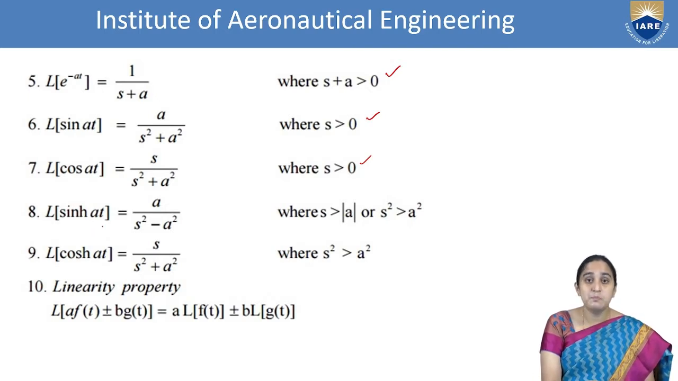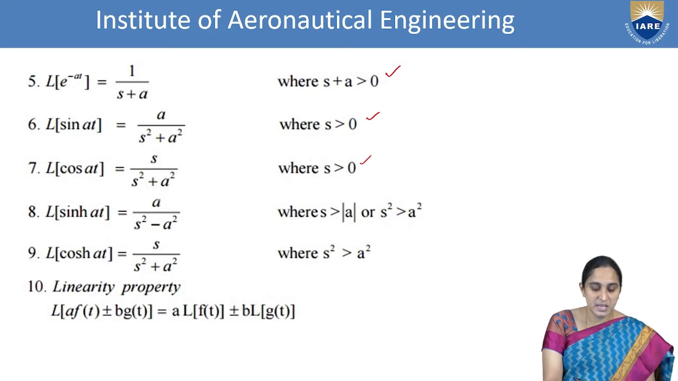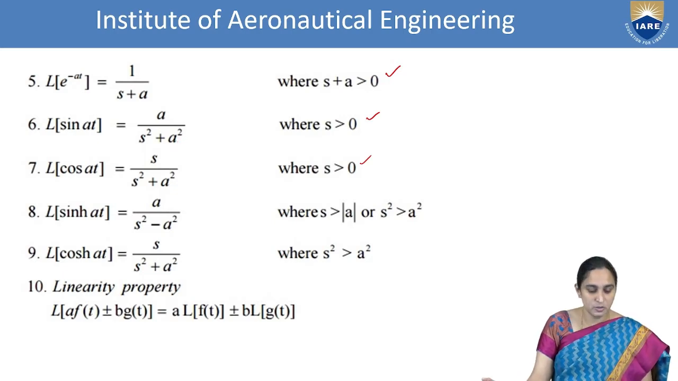And one more, Laplace of sinh at. Laplace of sinh at means this is a hyperbolic function. For that case, the formula is a by s square minus a square. Once you see the difference between Laplace of sine at and Laplace of sinh at: sine at is a by s square plus a square, and sinh at formula is a by s square minus a square. Only a small difference in the denominator: for sinh we take the negative, while in the sin at formula the denominator is positive. That's the difference between the two.